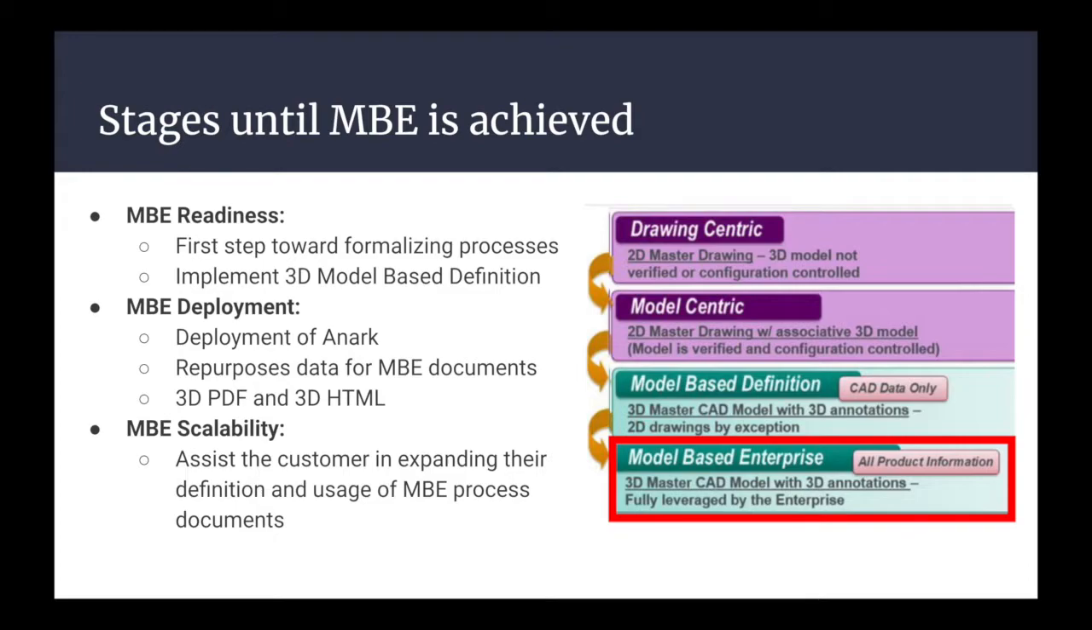The next stage is MBE development, which includes the deployment of Inner Core, which integrates the company enterprise data repositories to harvest complete engineering product definition. Then repurposes the data into fit-for-purpose engineering and manufacturing MBE documents such as 3D PDF and 3D HTML.